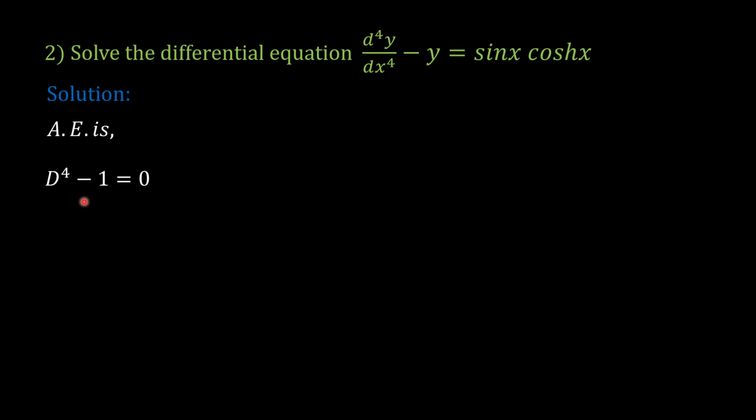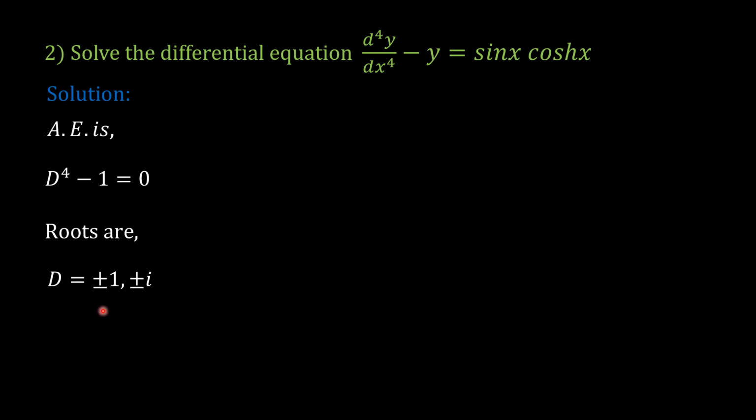So this can be reduced into the quadratic factors as D square minus 1 into D square plus 1 equal to 0, using the formula a square minus b square is equal to a plus b into a minus b. And therefore, equating them to 0, we will be getting roots as plus minus 1, plus minus i. So these are total 4 roots.